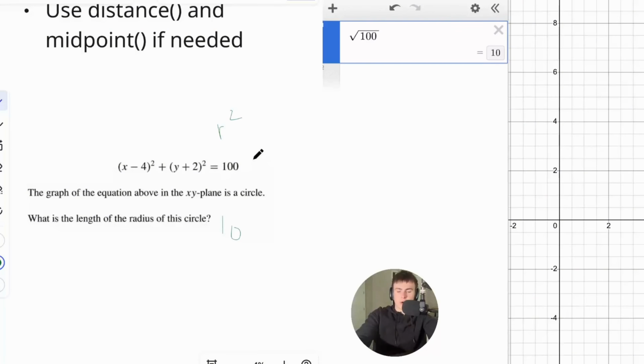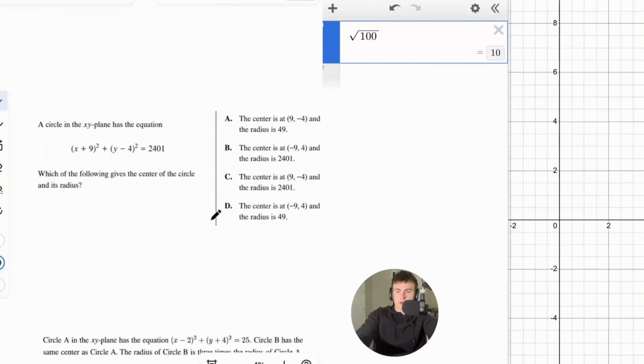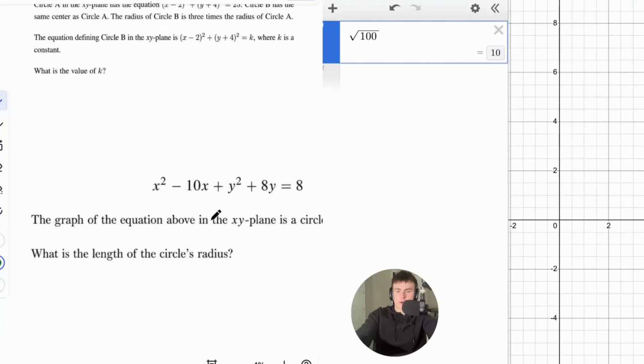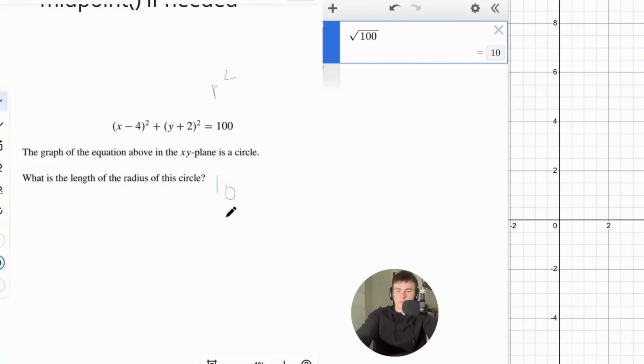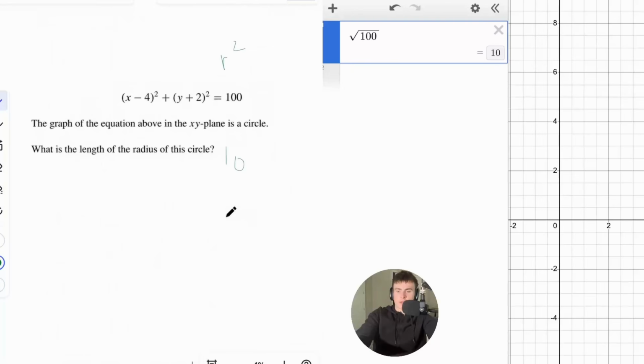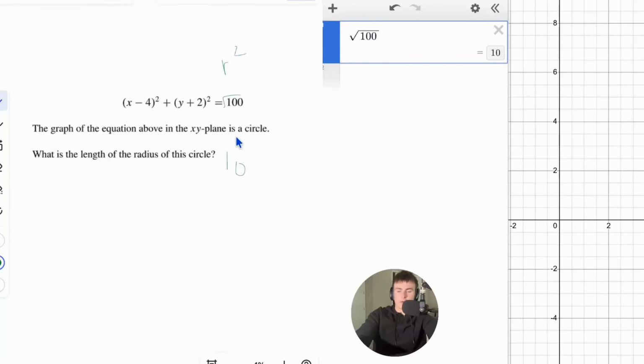You can only do r squared if this is in standard form. For example, let me skip forward. It's right here. This is not standard form. So you cannot just do root 8 here. That would not work. It has to be in standard form. That's important. Okay, so that is pretty much it. Just root this thing if it's in standard form. You could also graph it if you need, but I don't recommend it.